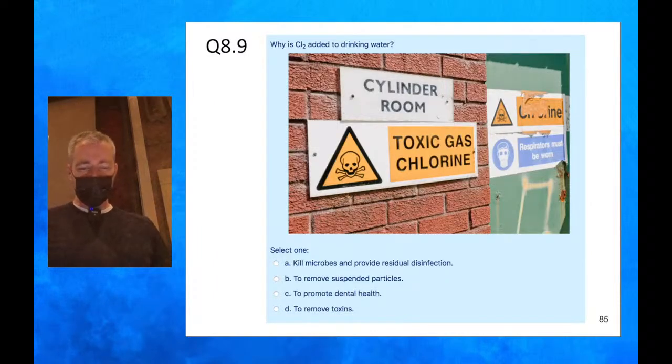Why do we add chlorine to drinking water? It's to kill microbes and provide residual disinfection, meaning it keeps the water clean all the way through its journey from the water treatment plant to your house.